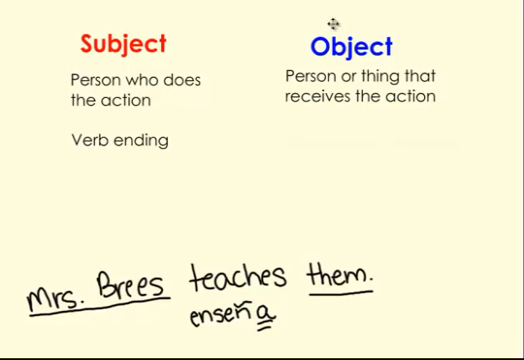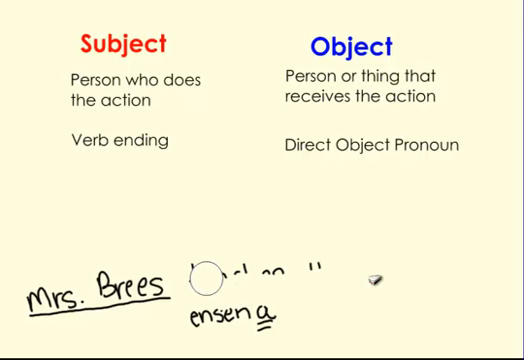In Spanish, we can locate the object using the direct object pronoun. For example, to complete this sentence, Mrs. Brees teaches them, I would simply say, Mrs. Brees los enseña, meaning Mrs. Brees teaches them.